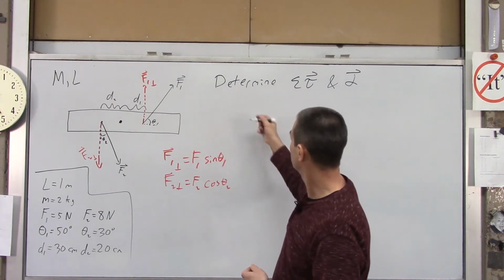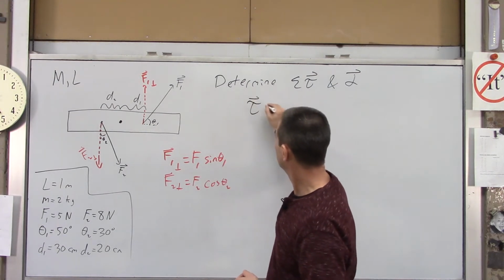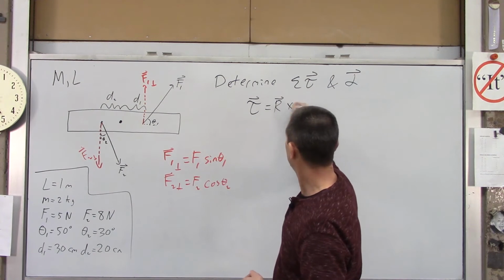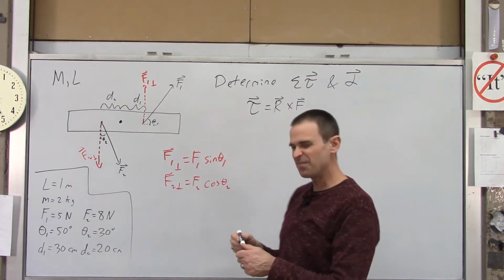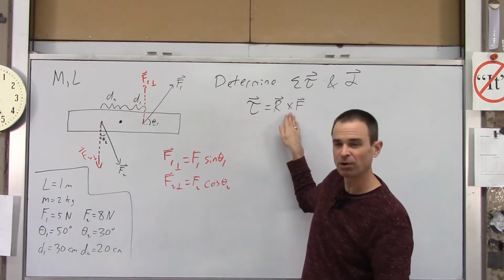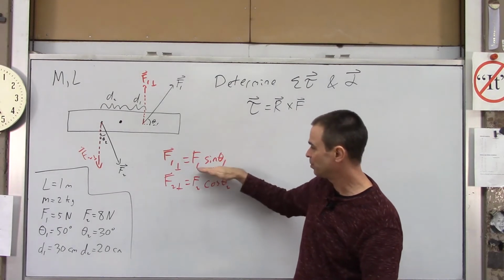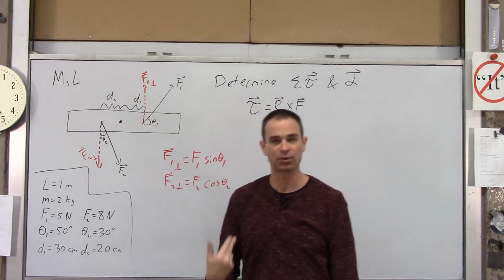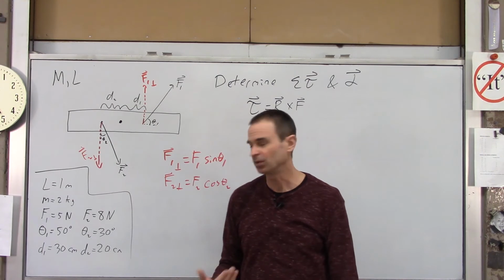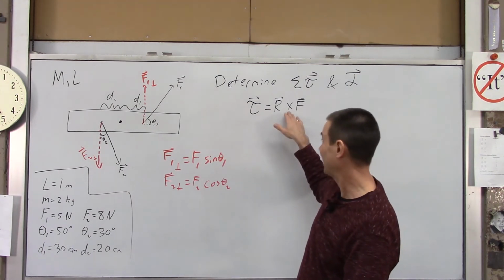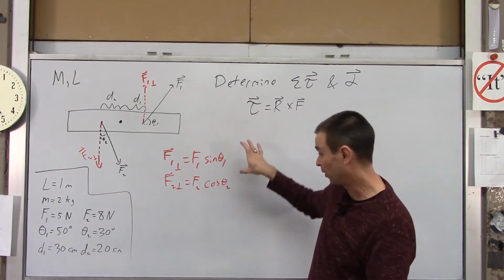Now torque is R cross F, okay? And I've basically already taken care of the cross part of that. I found the perpendicular components of the forces to the rod, so I don't have to worry about this angle anymore. It's right there, or they're right there.